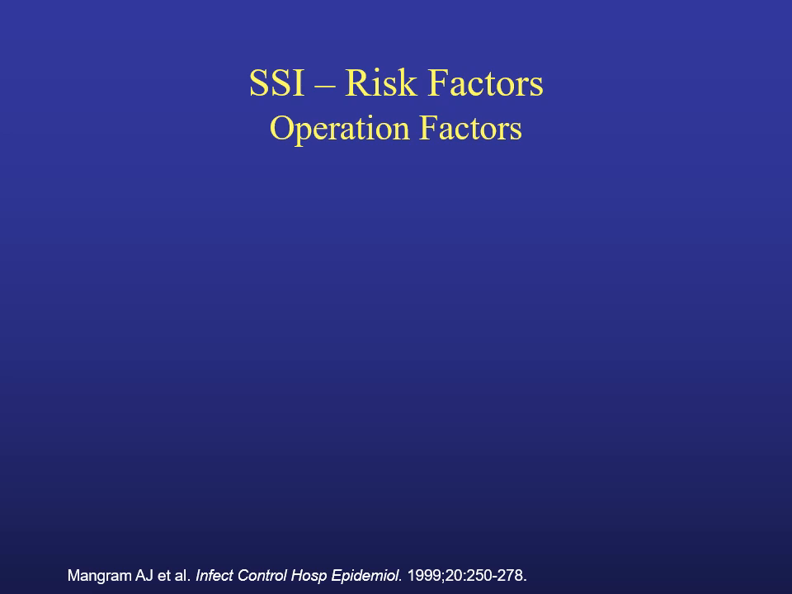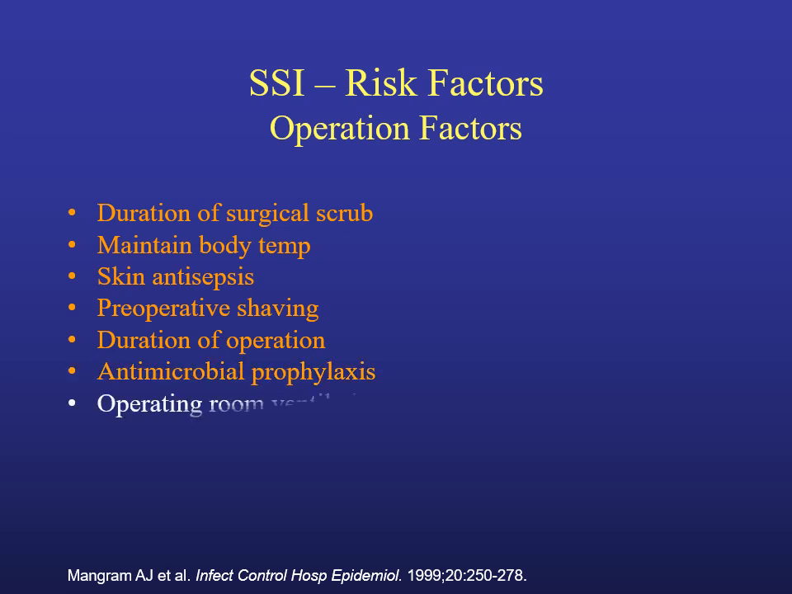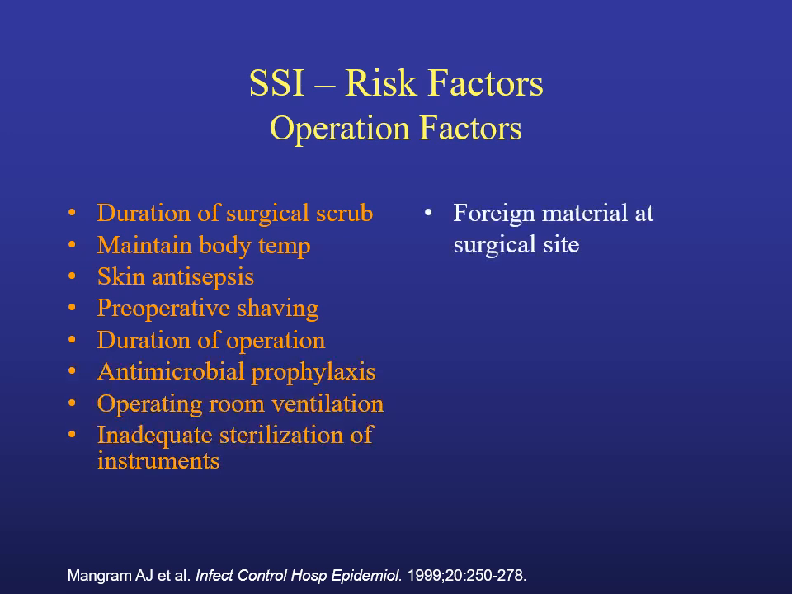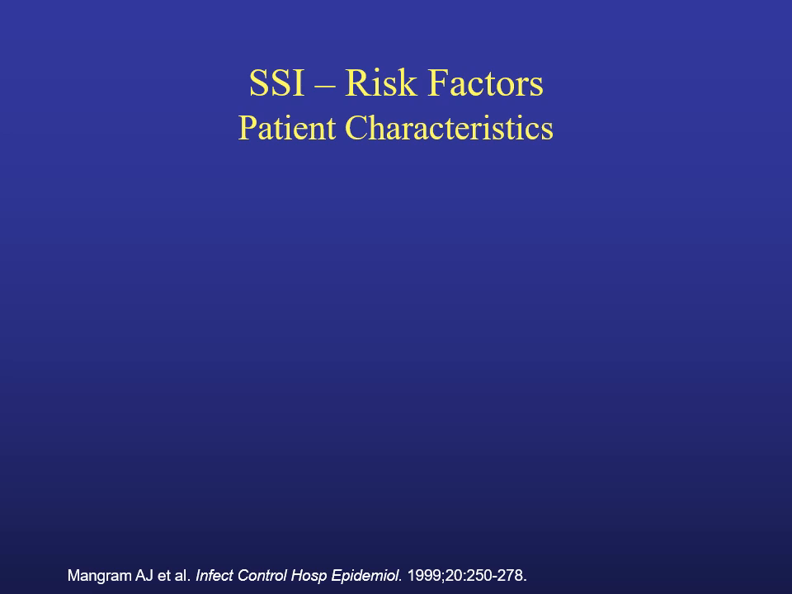The risk factors predicting surgical site infections can be classified into operation factors and other factors. We'll talk about them. The operation factors, like I said: duration of scrubbing, maintaining body temperature, skin antisepsis, preoperative shaving, duration of operation, antimicrobial, operating room, foreign materials, surgical drains, techniques, and one is the patient characteristic. So either it's related to the operation and the external factors or to the patient himself.